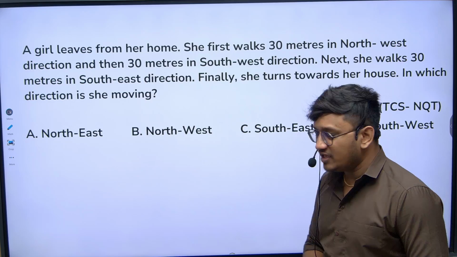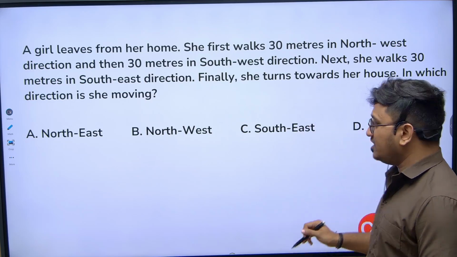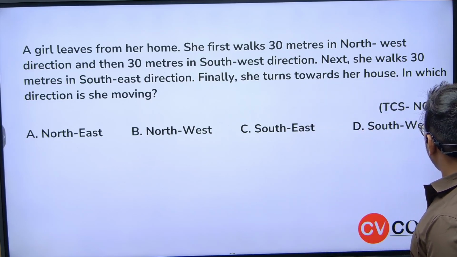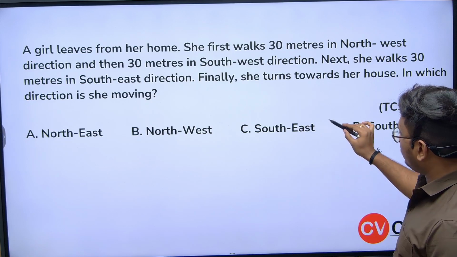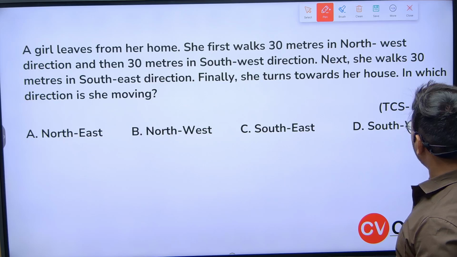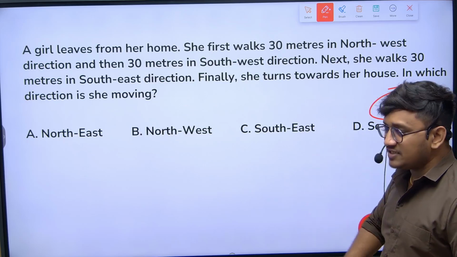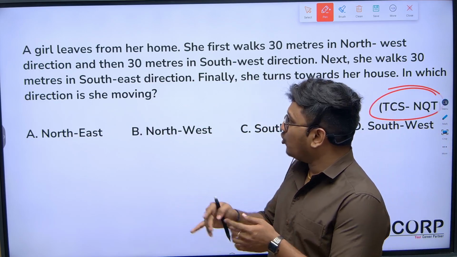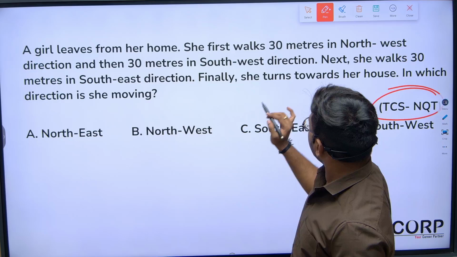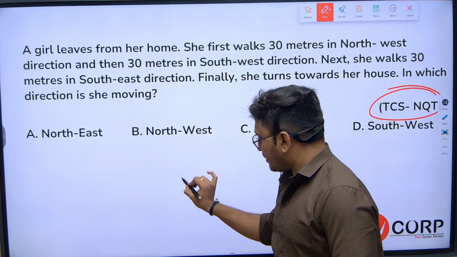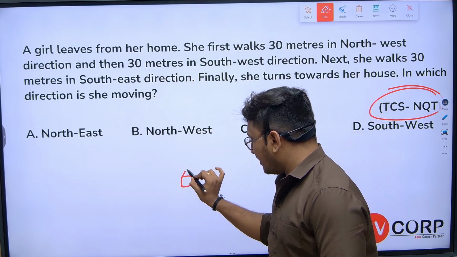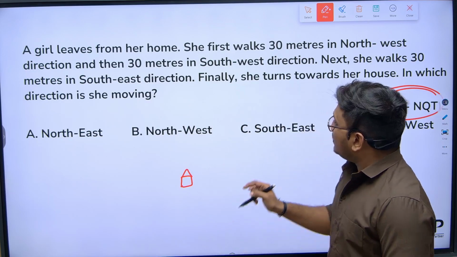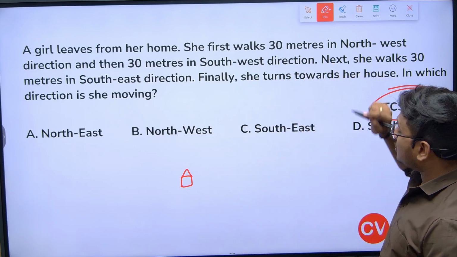So this is the question asked in the last TCS NQT exam. So very simple. Here a girl leaves from home. Let's assume here is her home. She walks 30 meters in the northwest direction.